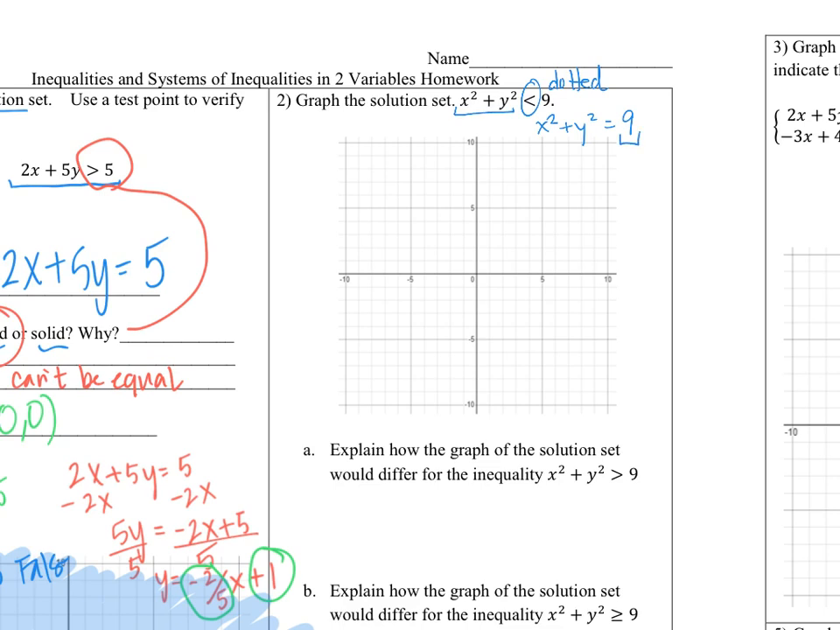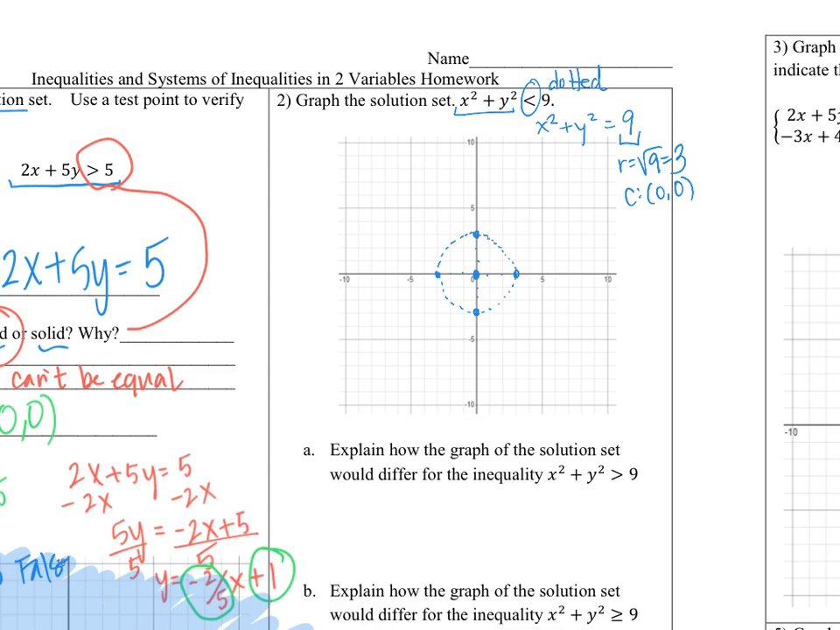And when we see the 9 here, that means my radius is the square root of 9, which is 3. And my center, I have no shifting, is at 0, 0. So 0, 0 is my center. 1, 2, 3, 1, 2, 3, 1, 2, 3, and 1, 2, 3. So here's my circle. Again, dotted line because I don't want to actually include that line, because otherwise those would be all the points where I actually equal 9.